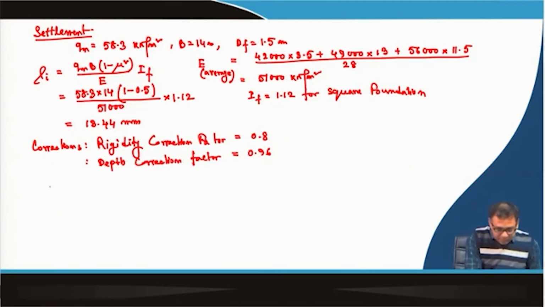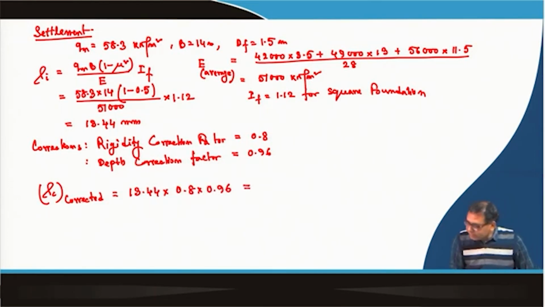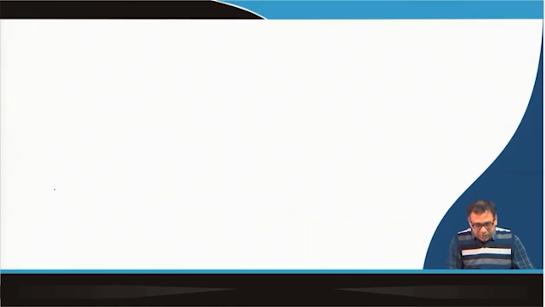Okay. So, the immediate settlement corrected will be 13.44 into 0.8 into 0.96. So, that is equal to 10.3 millimeter. Okay. So, the immediate settlement corrected is 10.3 millimeter. So, next part I will calculate the consolidation settlement.